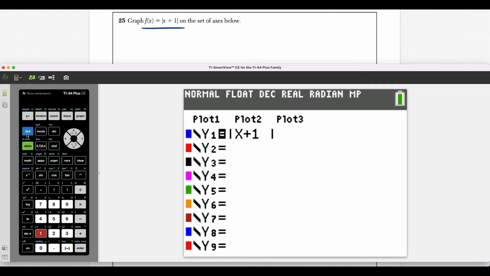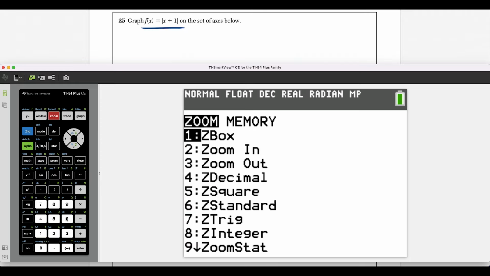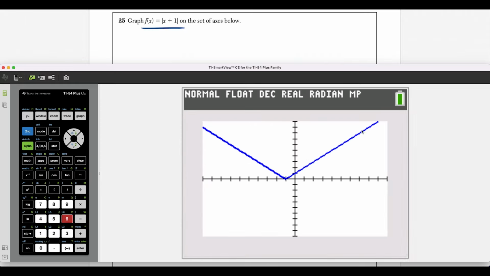So now that we've got this typed in, we could press graph just to get a sense of what this looks like. And I'm going to press zoom 6 just in case our picture's out of whack. Now, if you just do your best to try to make this picture, you're going to get partial credit, but you want to be precise for the full credit.